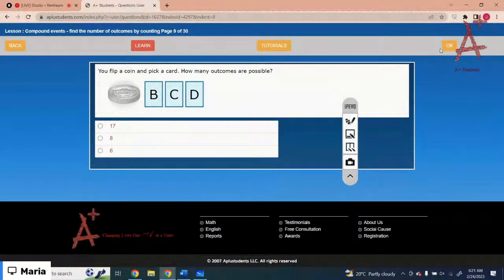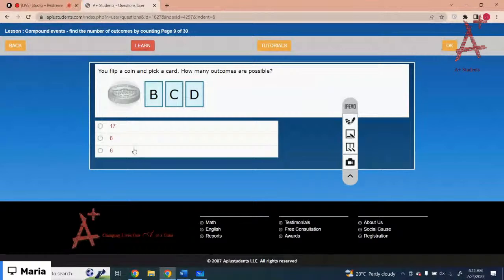Okay, you flip a coin and pick a card. How many outcomes are possible? The outcomes for the coin are 2 and for the cards are 3. So 2 times 3 is 6. Got it? That means the total outcomes are 6. Got it?